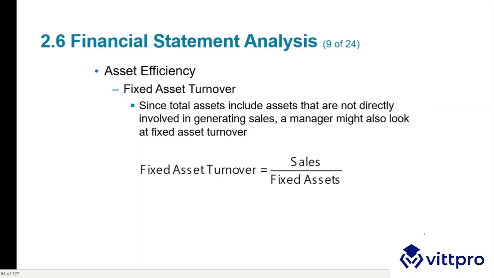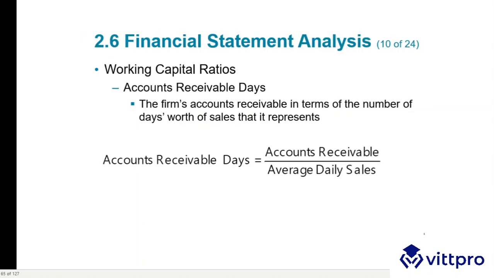So instead of using the fixed asset, they will say sales to employees. How many people are there to generate that part of sales? How much sales is there per person? So that would be a more relevant ratio for them.